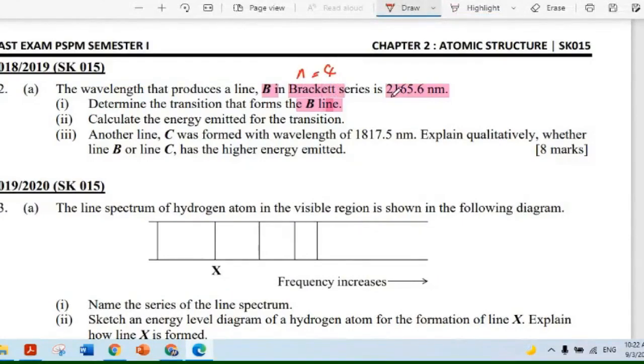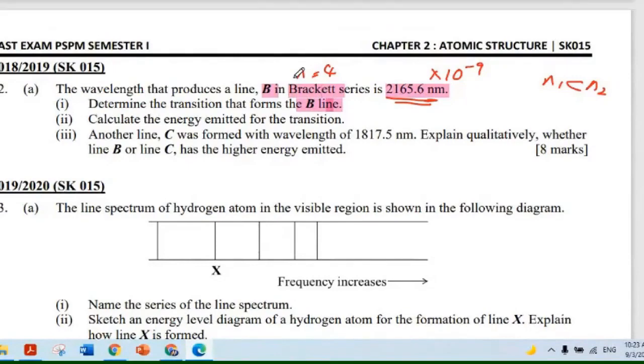Lepas tu kita kena buat apa terhadap sini? Convert. Jadi apa? Nanometer kena jadi convert 10 to the power of negative 9. Okay, so nak tanya bracket N1 ke N2? Bracket N1 ke N2? Plus bracket N1 ke N2? N1. Yes, N1. Hanya Lin yang jawab kan?